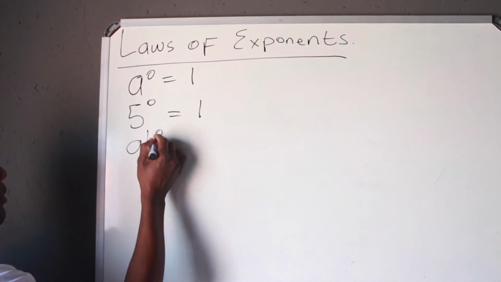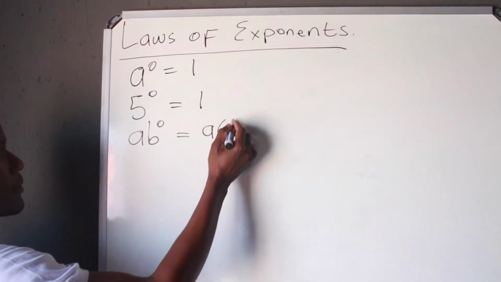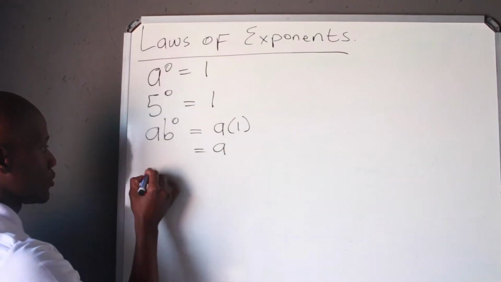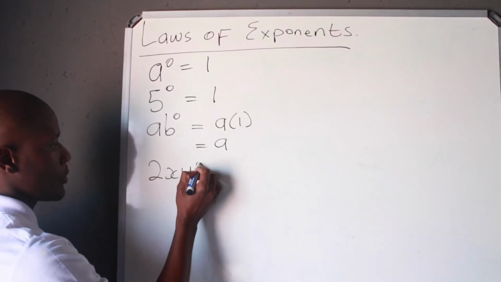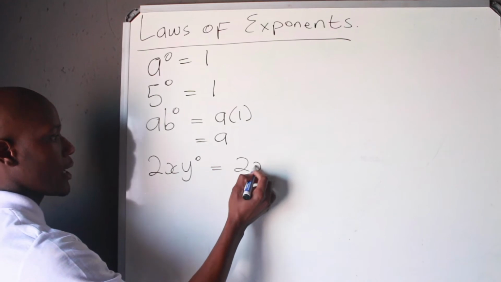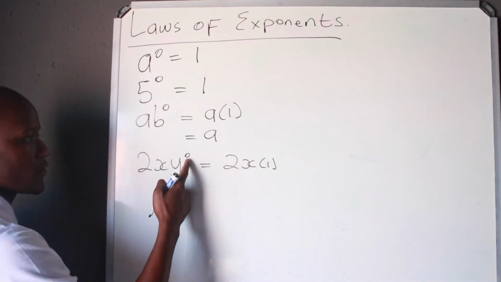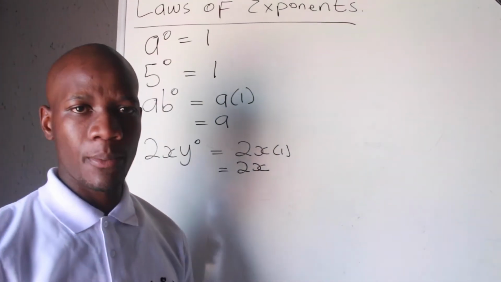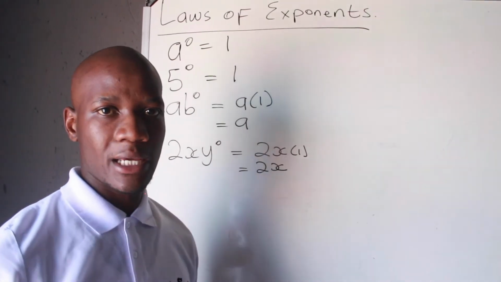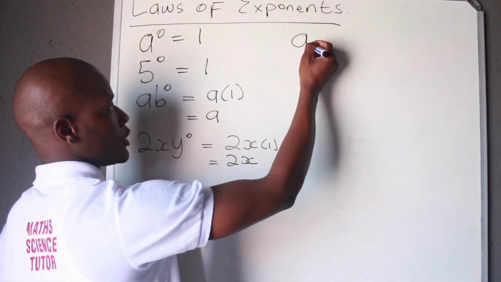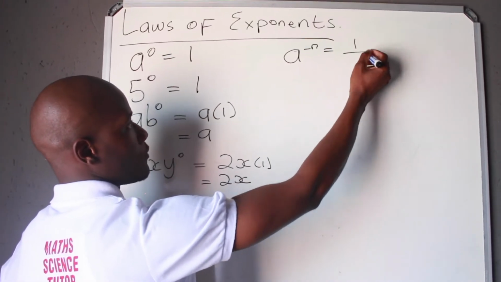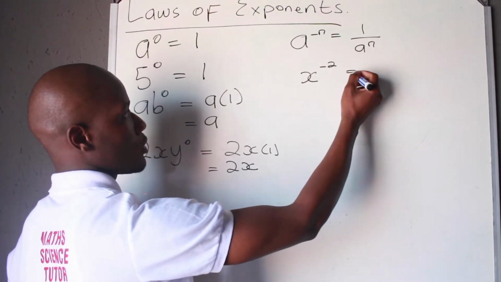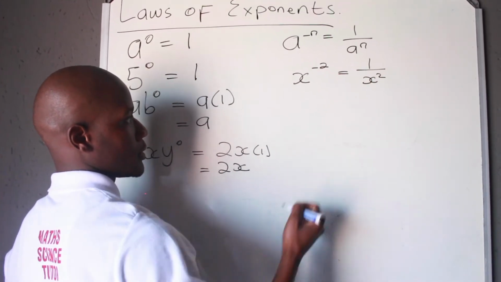So ab to the power of 0 is a multiplied by 1 because b to the power of 0 is 1. So it is a. So 2x y to the power of 0 is equal to 2x times 1 because y to the power of 0 is 1. So it is 2x. So remember, any number to the power of a negative exponent is written as a fraction. So a to the power negative n is 1 over a to the power n. x to the power negative 2 is equal to 1 over x squared.